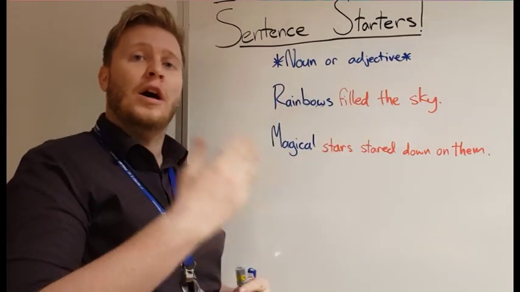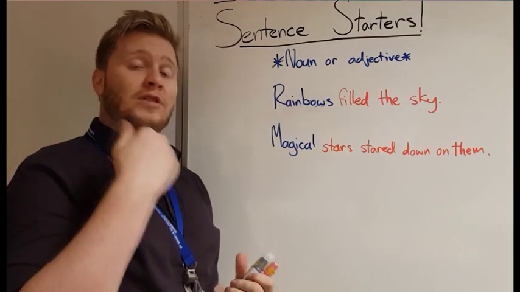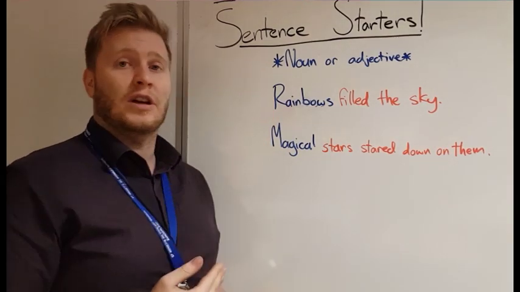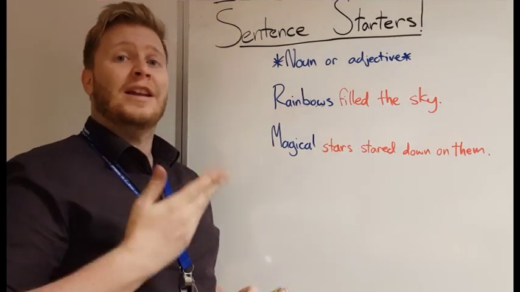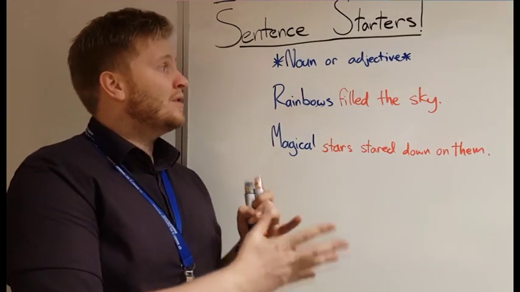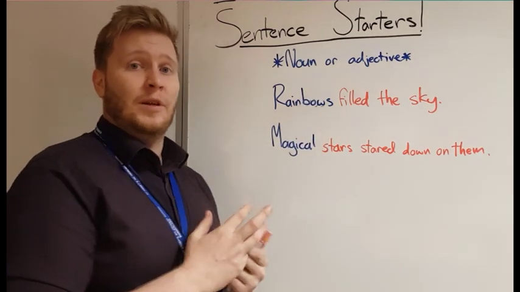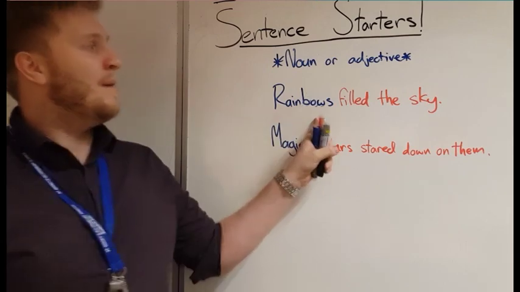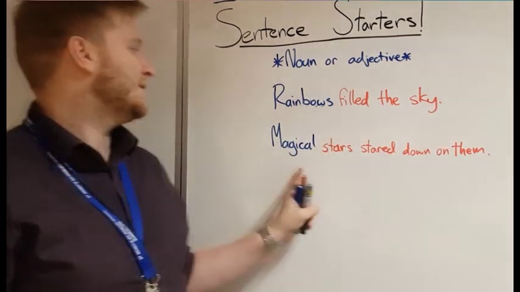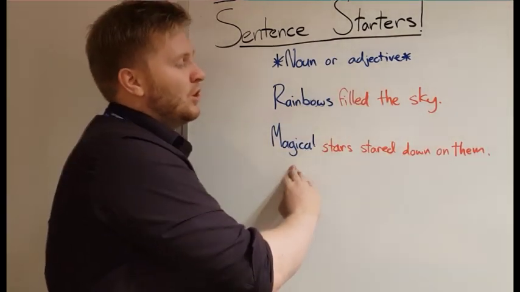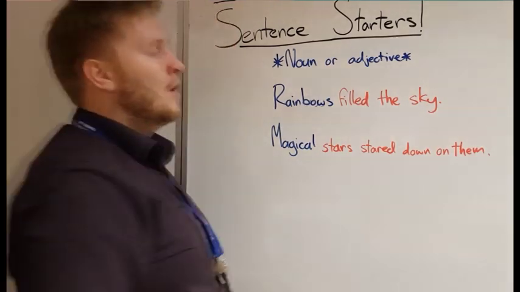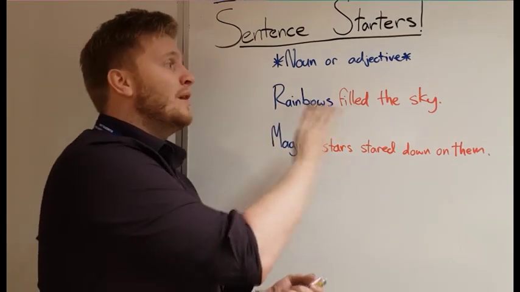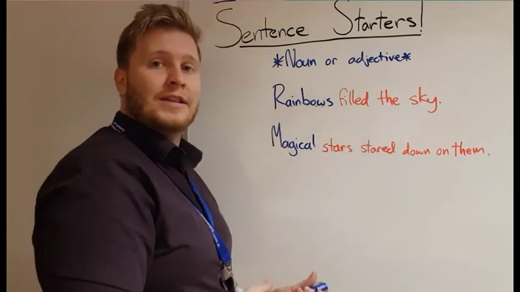Like I said before, articles and pronouns can be used a lot of the time to start sentences, and simply using a noun or an adjective to start your sentence can change it up and make it a little bit more interesting. I haven't used the example that we're going to change here because this one works a little bit different. But if we look here, we've got rainbows, which is a noun: rainbows filled the sky. And in this example, we've got our adjective: magical stars stared down on them. Now they seem like, oh, well, that's an obvious sentence to do, but many people might write: two rainbows filled the sky, or a rainbow filled the sky.